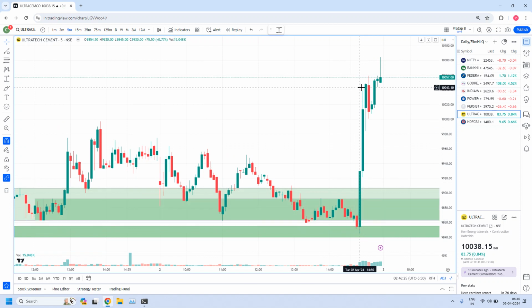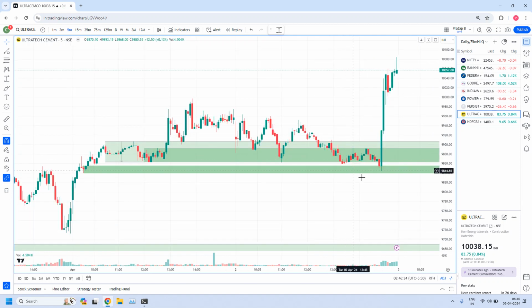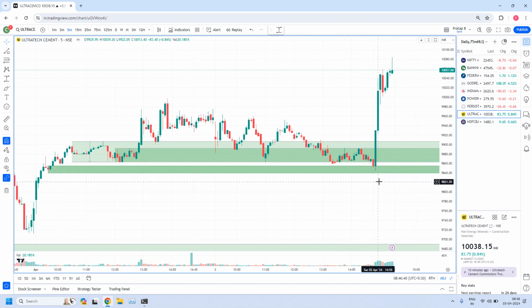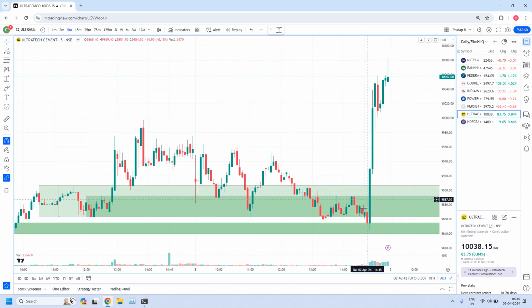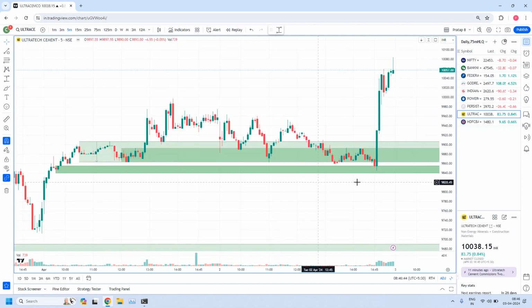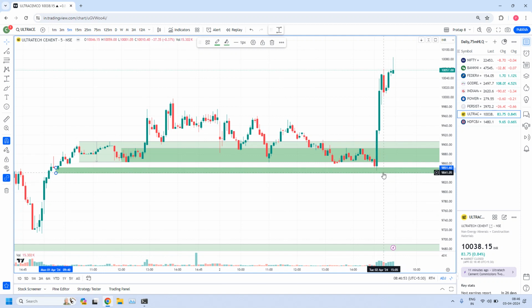Many times, I'm not saying always, many times institutions keep their traps below the demand zone or above the supply zone. And many times those traps will work. There are times they fail, that possibility is there. But many times, if the risk is minimal, and if you want to further reduce the risk up to here, still it worked.